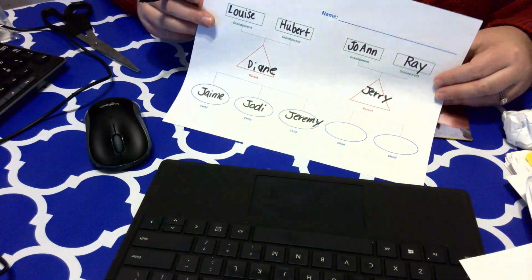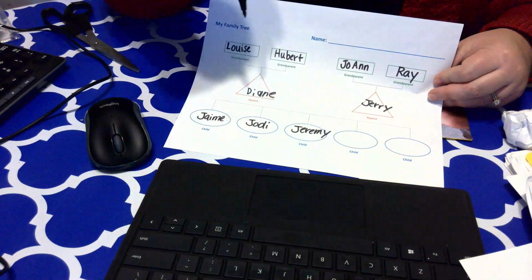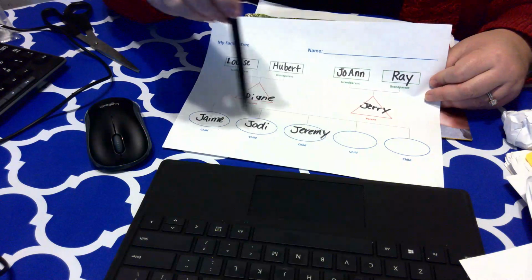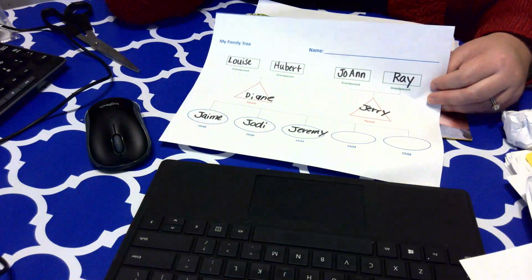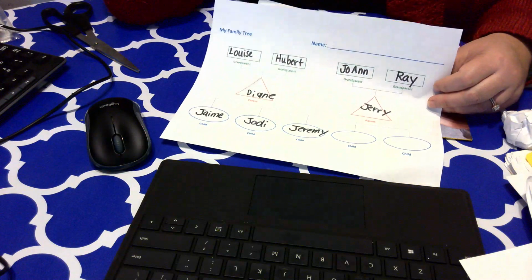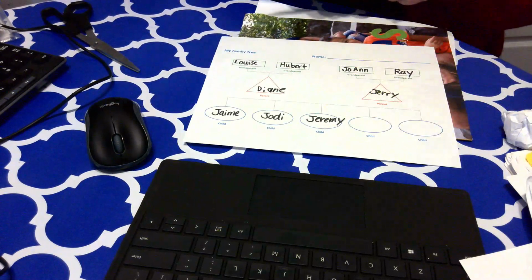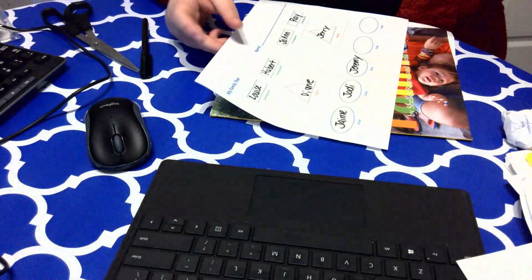So you want to do this with someone in your family so they can help you write your grandparents' names and then your parents' names, and then if you have any brothers and sisters, you would put their names down here. If it's just you, then you would just put your name down here. But have someone in your family help you with this, and you can talk about, this is a good time to talk about your family and different stories and things that you know about your family. Okay?